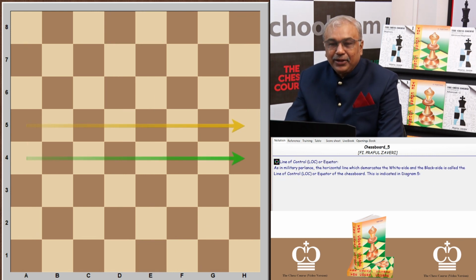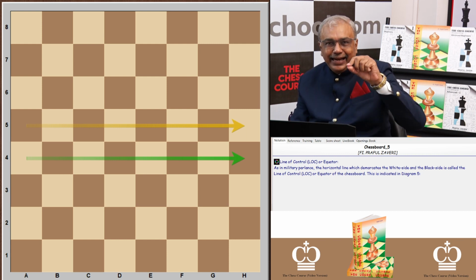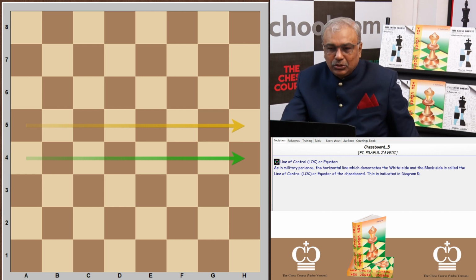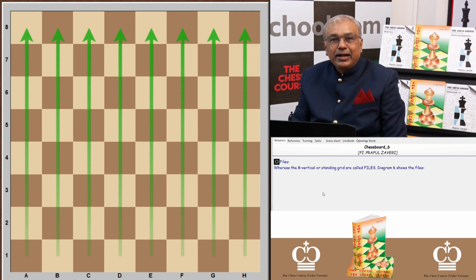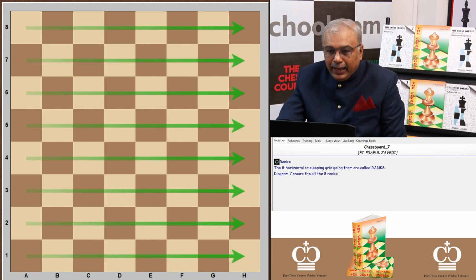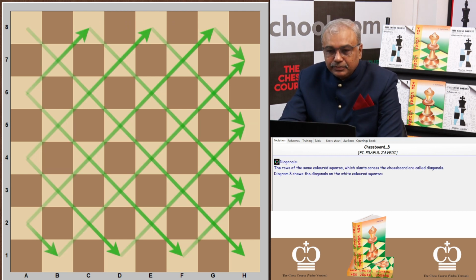And then we come to the line of control or the equator, the exact line which demarcates the white side and black side, that is between the 4th row and the 5th row, is known as the equator. And then as we had referred, there are 8 standing rows, so these are referred to as files. And the 8 sleeping rows or the horizontal rows are referred to as ranks.